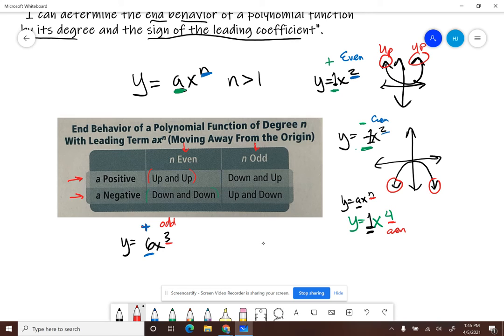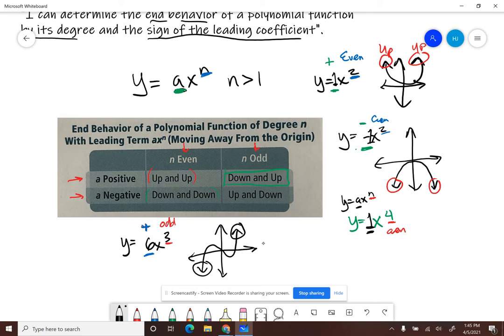And so I have a positive a value, but I have an odd exponent that it's being raised to. So what I can determine from this is that I'm going to have a graph that is going to be down and up, okay? Not sure exactly what that's going to look like, but we'll just draw this out a little bit. So maybe it would look something like that, okay? So I would have one endpoint that's pointed down and one endpoint that's pointed up.